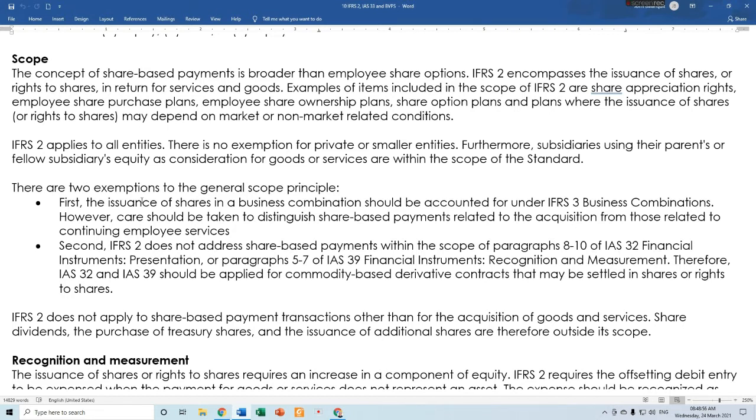Okay, you also have employee share purchase plans. Okay, so parang gagawa tayo ng project or ng program wherein we are going to allow our employees to receive or allow them to buy also shares of the company. So kumbaga meron na rin silang magiging ownership sa company. Okay? We also have employee share ownership plans, ganun din lang yun sa share purchase. Share options, and plans where the issuances of shares or rights may depend on market and non-market related conditions.